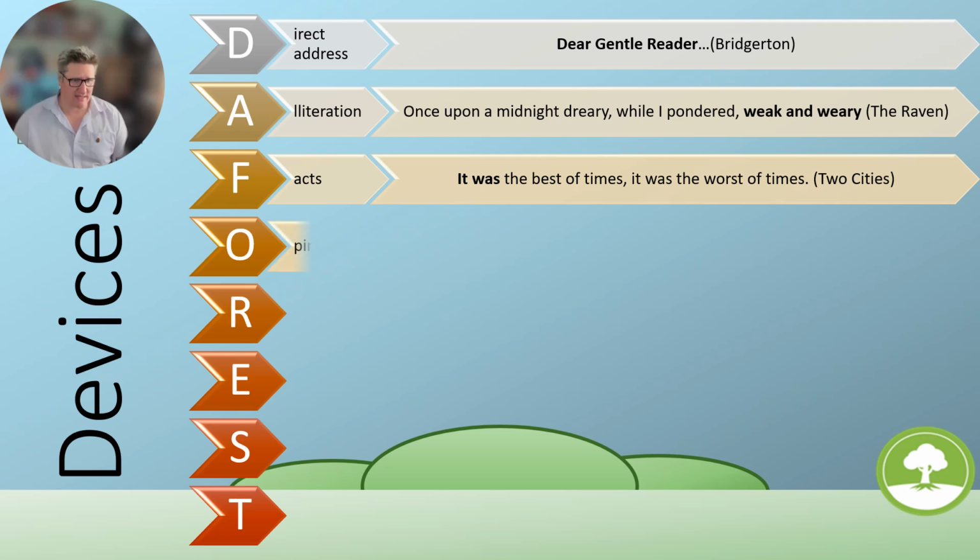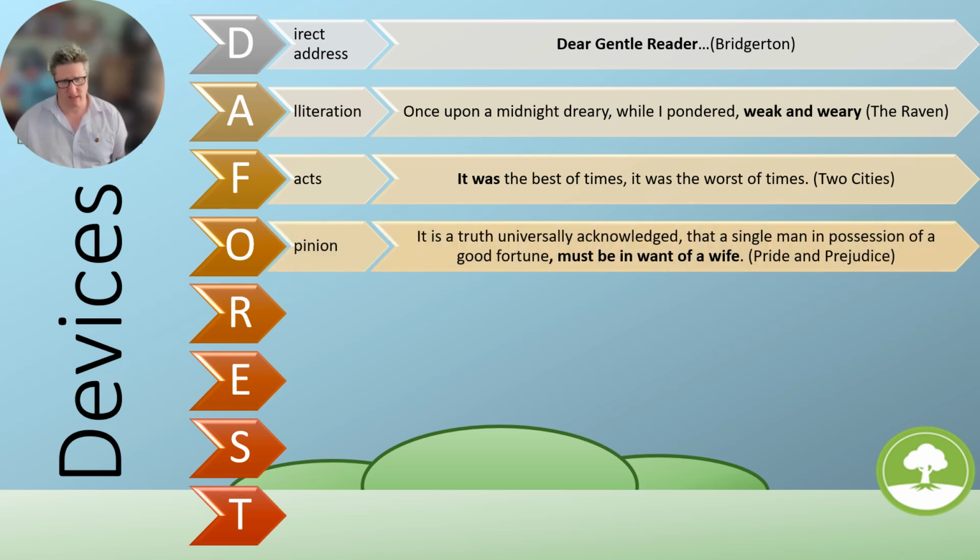O is the other side of that same coin, opinion. So, for example, Pride and Prejudice opens with, "It is a truth universally acknowledged that a single man in possession of a good fortune must be in want of a wife." The "must be in want of," the "must" there makes this opinion and not fact.